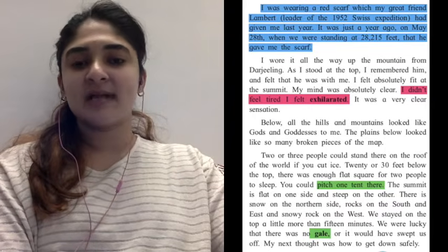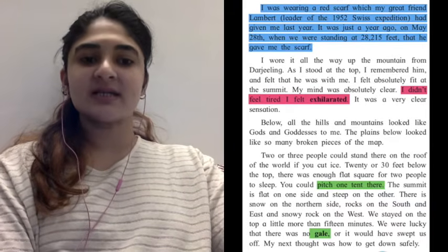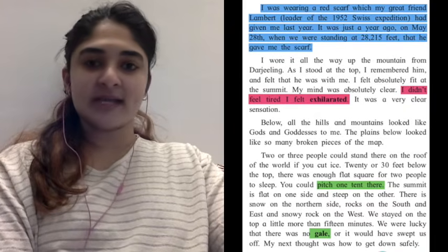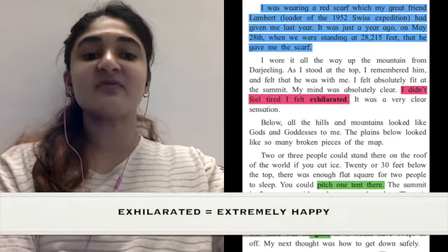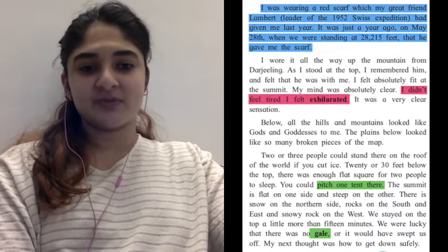Basically, the author is describing what he saw when he was at the top of the mountain. First, he said that he was very happy and his mind was clear and he did not feel tired at all. Instead, he felt exhilarated. Exhilarated means very happy.